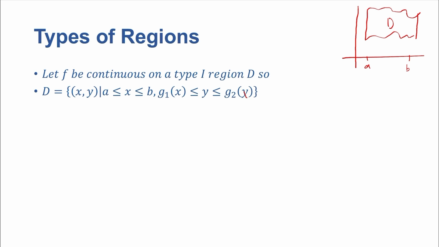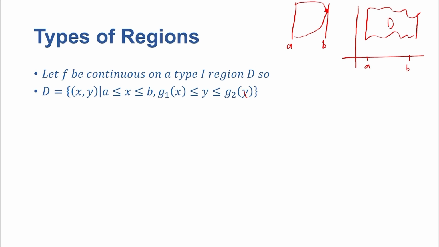Another option is we could have a domain that looks like this. Could look like that, and they intersect at some point, but the x values are still mediated between a and b. So any integral could be cut out by x values very easily.